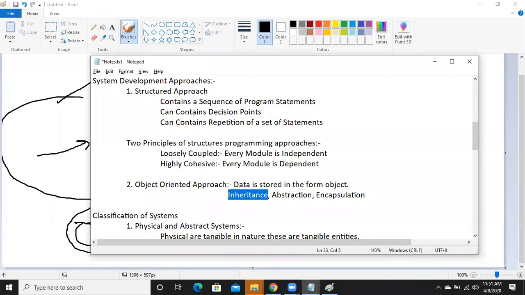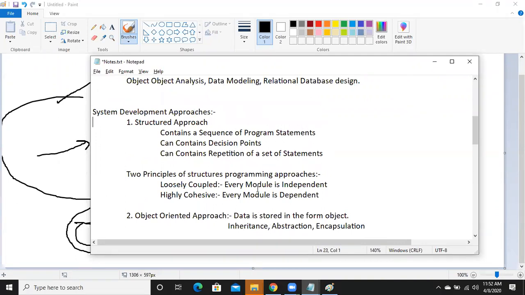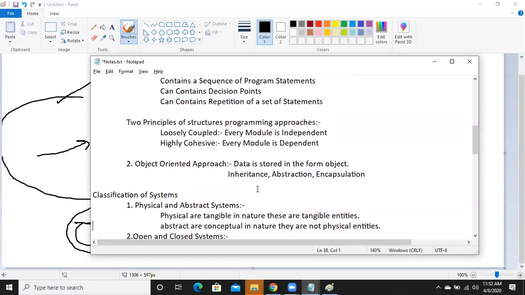So what I do is inherit class A in class B so that I can reuse the previously written code in class A. Inheritance comes in that context where we have to reuse our previously written code. Here class A is the parent of class B, or class B is the child of class A, technically. So this is all about the system development approaches: we have the structured approach and the object oriented approach.